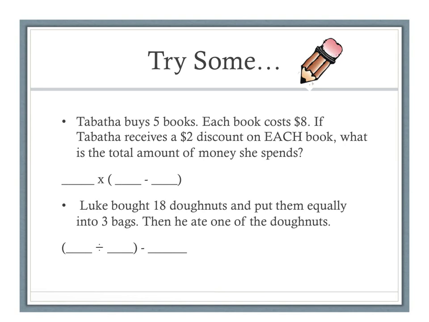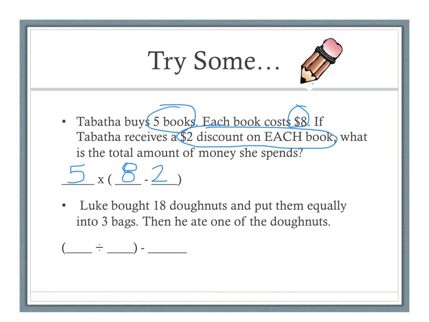Well, let's see how you did. First, let's pick out some keywords. We know she's buying 5 books. We know each book costs $8, but she gets a $2 discount on each of the books. So think to yourself, how much is she really paying for each book if it's $8 and she gets a $2 discount? Well, she's buying 5 books. They're $8 each, but we get a $2 discount, making the books really $6 each. How'd you do? Did you fill in 5 times and in parentheses 8 minus 2?